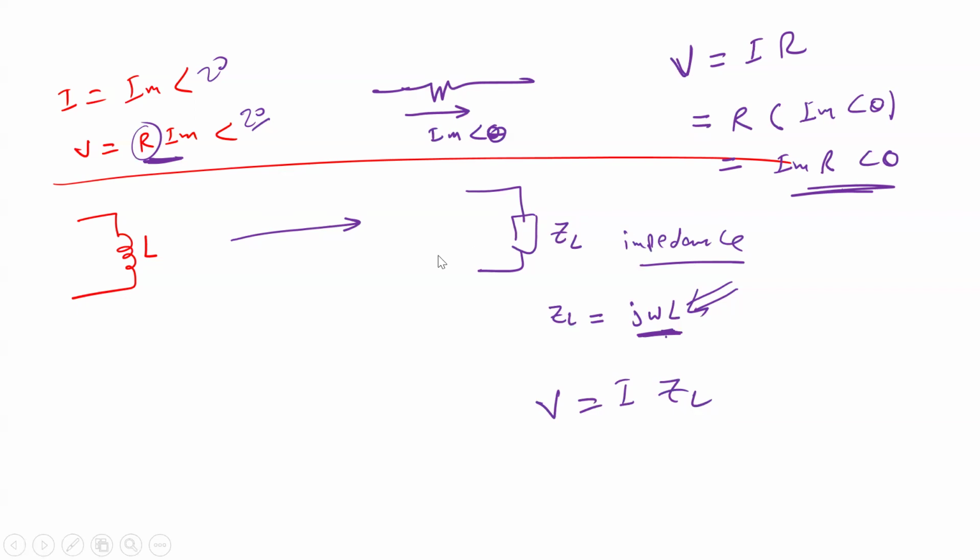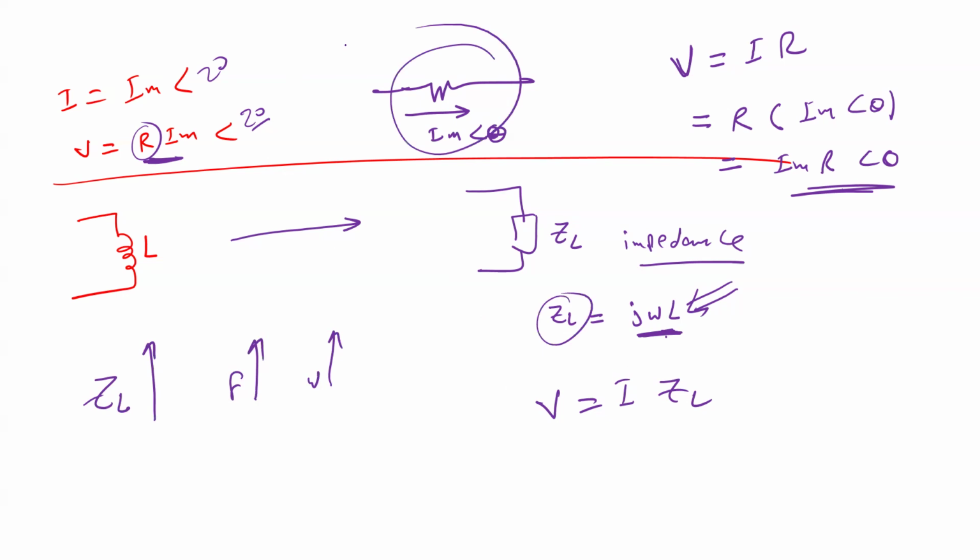You can notice something interesting here. You can see the impedance ZL increases as the frequency omega increases. So the higher the frequency, the higher the impedance. But we don't have this in the case of resistance. In the case of resistance, whatever the frequency you have, it doesn't matter, it's the same resistance. But here it's different. Here you can see we have more impedance, okay?